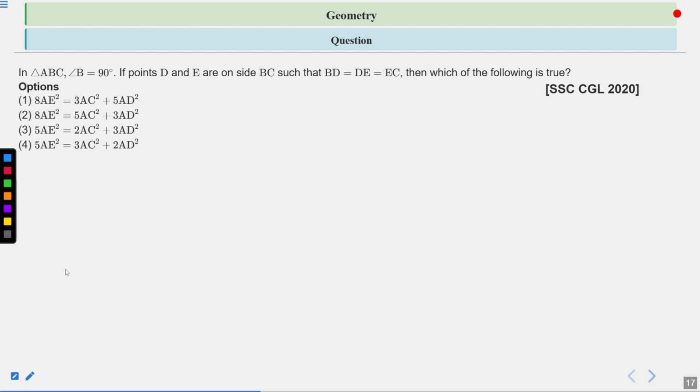First one is 8AE square equals 3AC square plus 5AD square. Second is 8AE square equals 5AC square plus 3AD square. Third one is 5AE square equals 2AC square plus 3AD square. And fourth one is 5AE square equals 3AC square plus 2AD square. Now you have 10 seconds to analyze the question. Your time starts now.